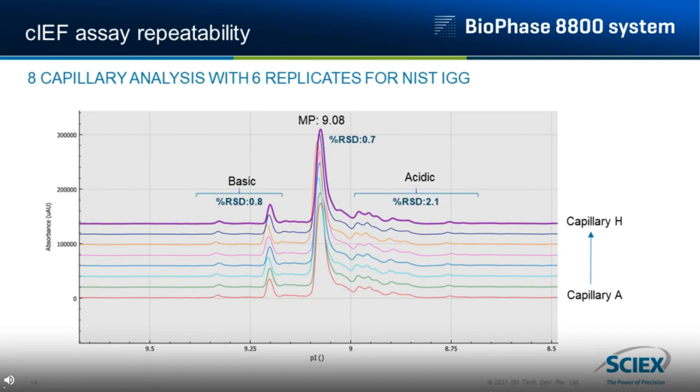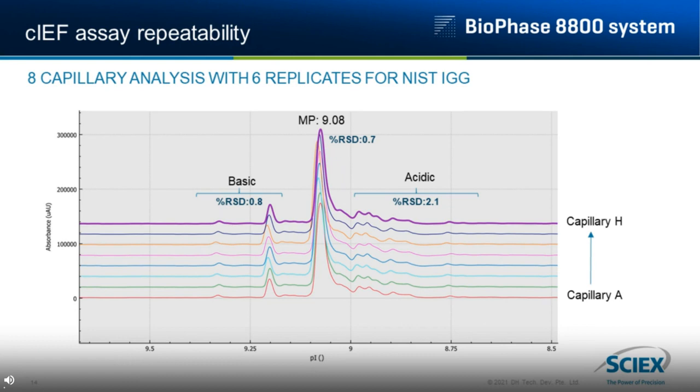What is shown here is a single injection overlay of all 8 capillaries, but the percentage RSD calculation included all 48 data points. As we can see, the percentage RSD for reported percentage main, percentage acidic, and percentage basic are all below 2%. The highest value comes from the acidic variants, as that's the lowest abundance species in that profile. Demonstrating great reproducibility, the new assay kit eliminates the need for sample reagent preparation for the cIEF analysis.